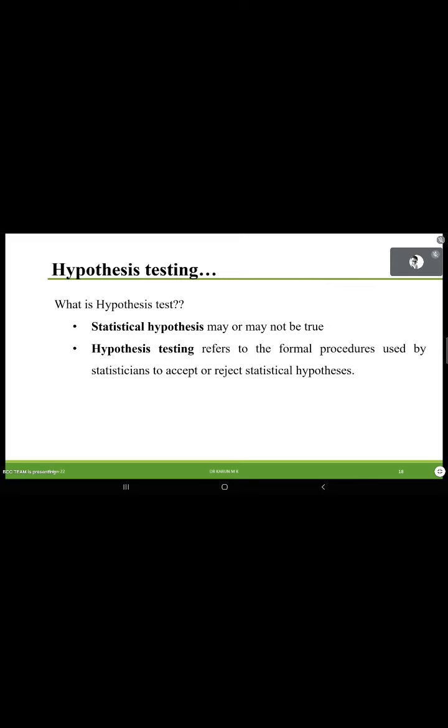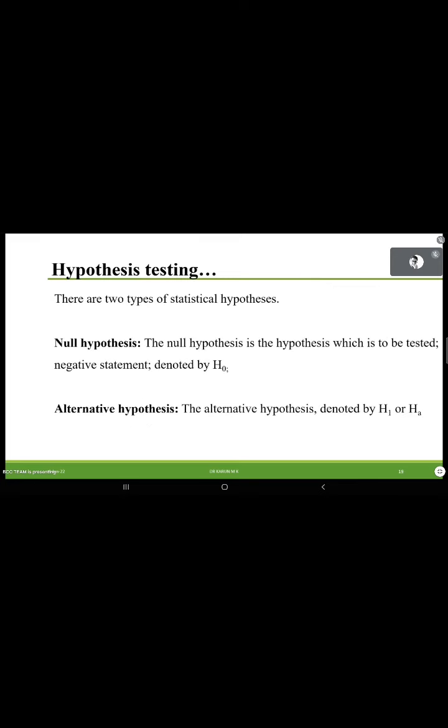Okay, so whenever we write a hypothesis, we write the research problem in two different forms. I think everyone is well aware of these points. One is the null hypothesis, the other is the alternative hypothesis. So what is the null hypothesis? It is the hypothesis which is to be tested. Usually it is a negative statement and denoted by H naught. The alternative hypothesis is just the opposite of that, usually denoted by HA or H1.